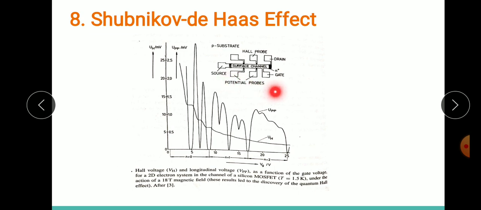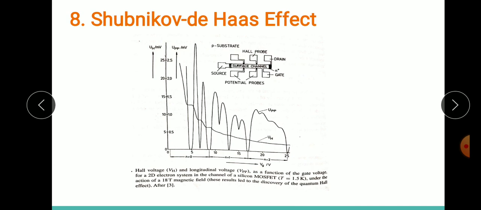Now here consider a two-dimensional structure. So we have two potential probes. Across these two probes, we are taking the potential difference. From this probe, we shall take the Hall voltage. Across the gate, you are applying the gate voltage. And this graph shows the variation of gate voltage with respect to the potential difference between these probes, which I represent as UPP. There are two probes. The potential difference between these probes is UPP. And this Hall voltage is UH.